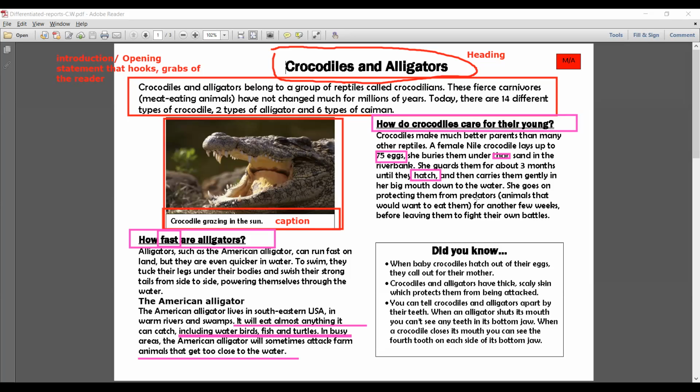What are predators? Predators are animals that would want to eat them. She protects them for another few weeks before leaving them to fight their own battles. So it leaves them for a while with her, and then she leaves them to fight their own battles because, of course, they're going to go through many fights.